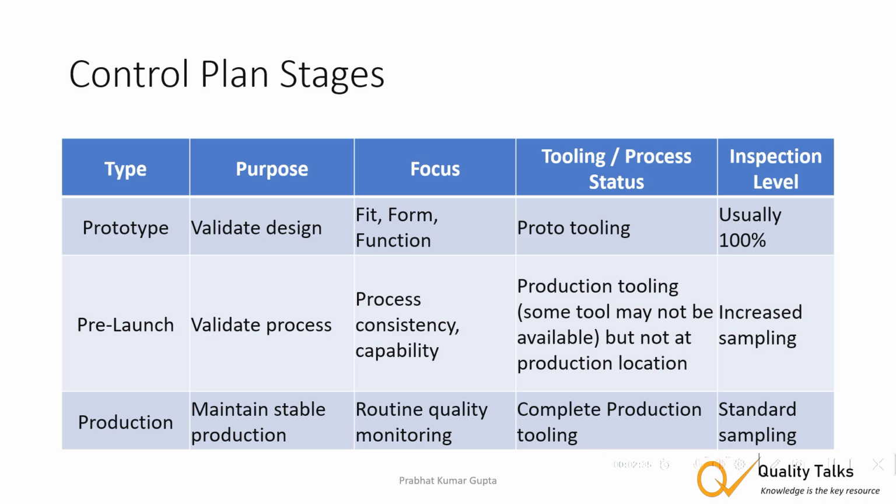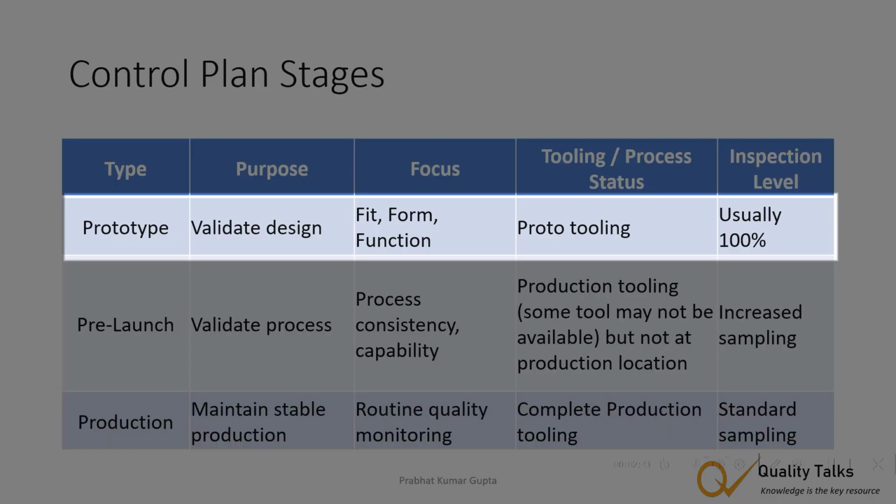The control plan is developed in 3 distinct phases: prototype, pre-launch and production. Prototype control plan. This phase is implemented when the tooling and processes are still in prototype stage. The main objective is to validate the product design. Since the processes are not yet mature, 100% inspection is typically required to ensure product quality.